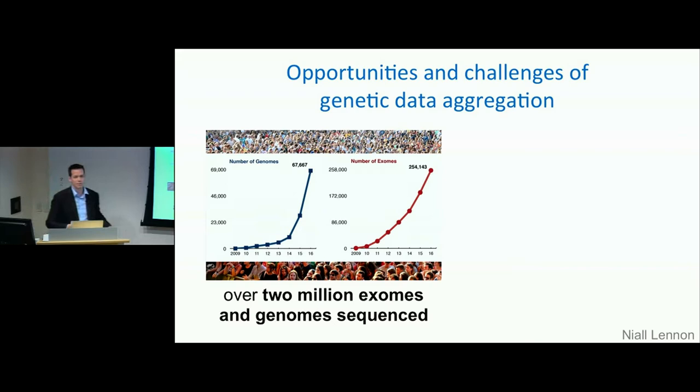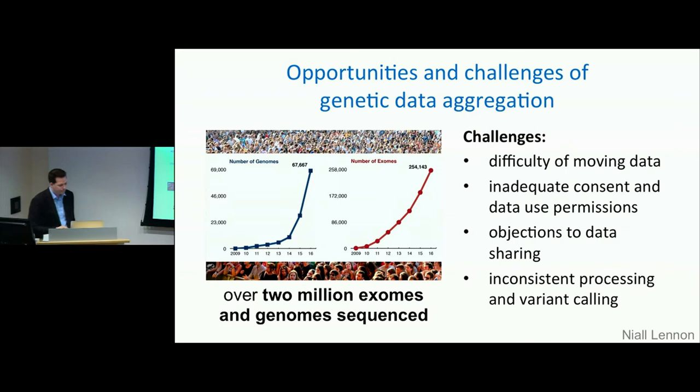This plot is out of date. It only shows us up to the end of 2016, so it doesn't include this year's numbers. But the key things about these plots is firstly the numbers on the top here, which show us first that at the end of last year, the Broad had sequenced just under 70,000 human genomes and over 250,000 human exomes. But the second most important thing is the shape of this curve. So you can see here, particularly for genomes, in 2016, the Broad Institute sequenced more genomes than it had in all previous years combined. So we're now faced with an enormous amount of data that we can process to understand more about the patterns of variation across the human population.